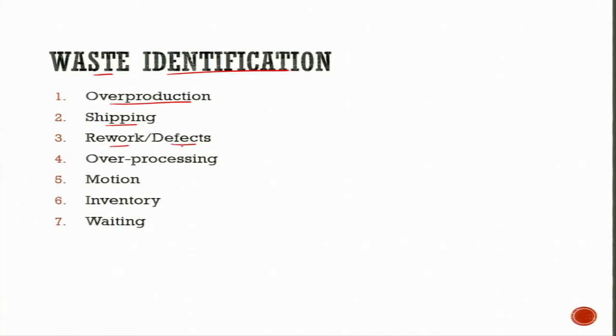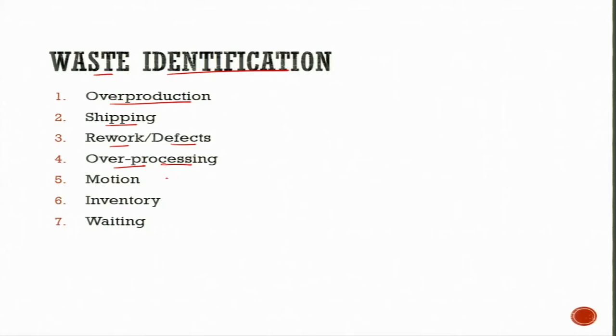Reworking and defects. The more the number of defects, the more is the rejection of the lot sizes, the more is the cost or the waste in there. Then overprocessing. When work which is not required, that is, not pre-planned, something comes up catastrophic, some post-processing has to happen, or some dimension goes wrong, it has to be worked again. So this becomes the overprocessing of the components or whatever we are trying to produce.